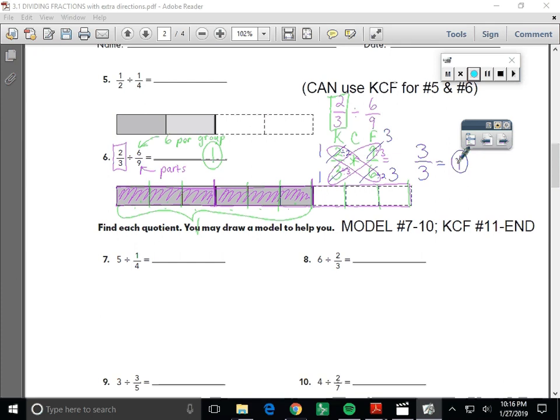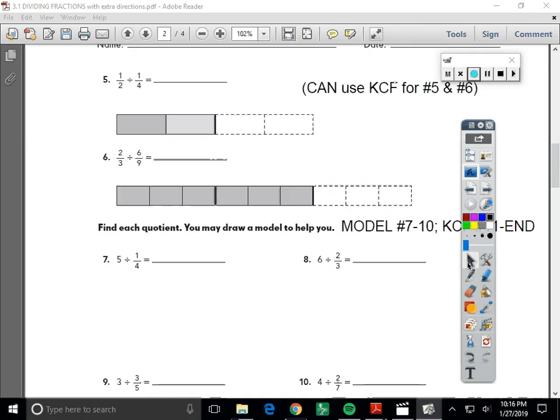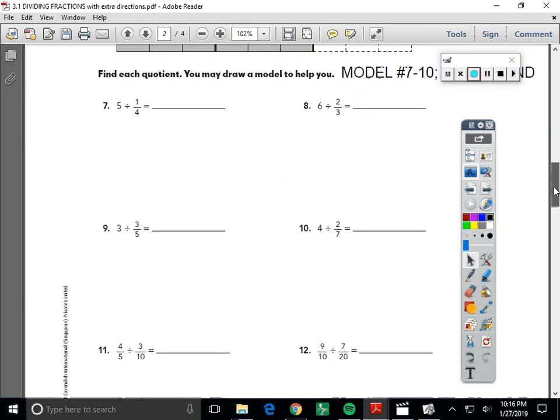For this next section, through the end of this page, I asked you to do some modeling for the first 4, and then go ahead and use our abstract method, that keep, change, flip, or reciprocal approach, for numbers 11 through the end of this packet. So I'm going to show you just a couple of these models to see if we can get you going in that direction, because that's the harder, maybe more challenging visual approach for kids, but it also helps them to see where those answers are coming from.